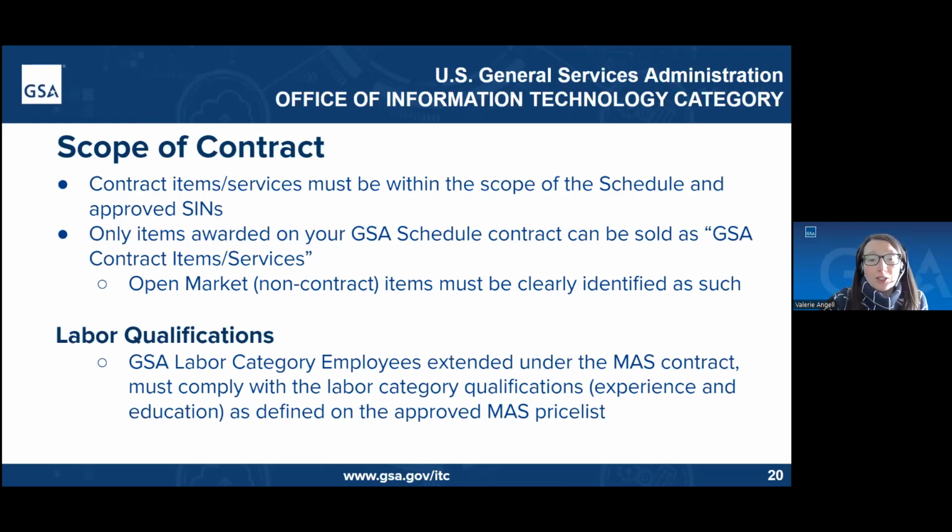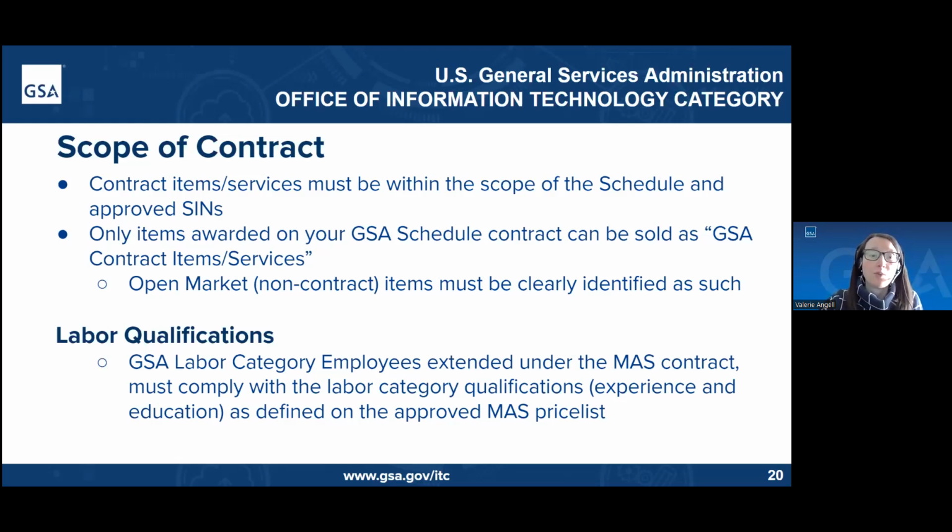Only items awarded on your GSA schedule contract can be sold as GSA contract items and services. Anything that's not on your GSA schedule contract would be considered what they call open market. And if you do sell open market items, they must be clearly identified as such, unless they qualify as order level materials. But you do want to be clear on any of your quotes, invoices, all of the documentation to your customer. If there are any items that are not on your contract, you want to make sure that they're marked appropriately as open market.